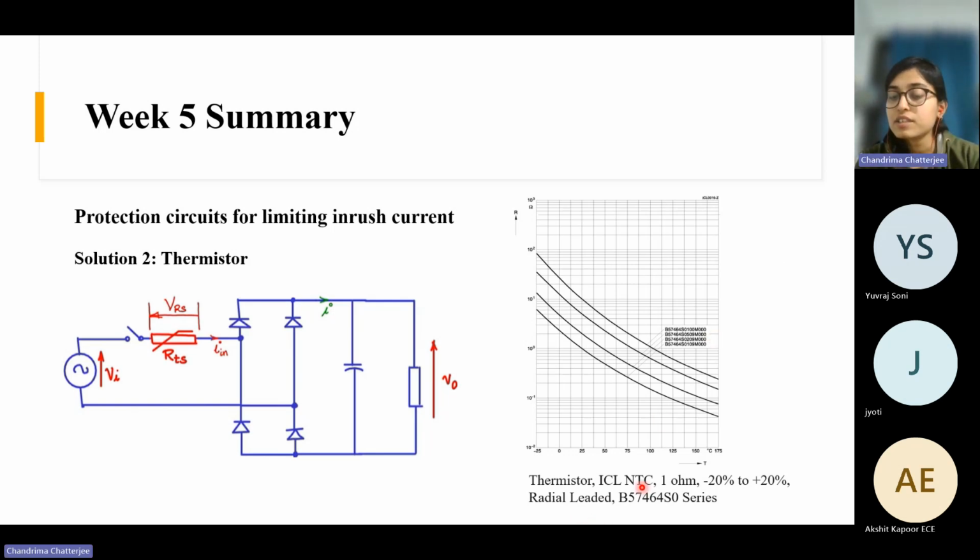And here I have written the part number of the thermistor which I have taken the graph from. You can search this part number and check the different parameters of a thermistor. This is solution number 2 for limiting the inrush current. Let's see what is the third solution.